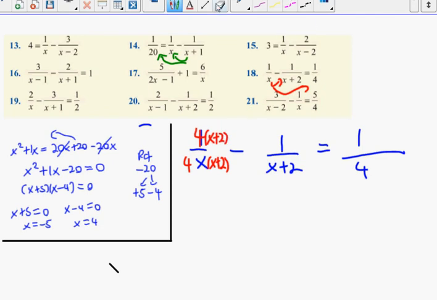Okay. James, the x plus 2 looks left and right. What does it see? And what else? 4 and x. So what you do to the bottom, you must also do to the top. The 1 is on the top, so 1 times 4x is 4x. Okay, finally, Declan, the number 4, what does it see?